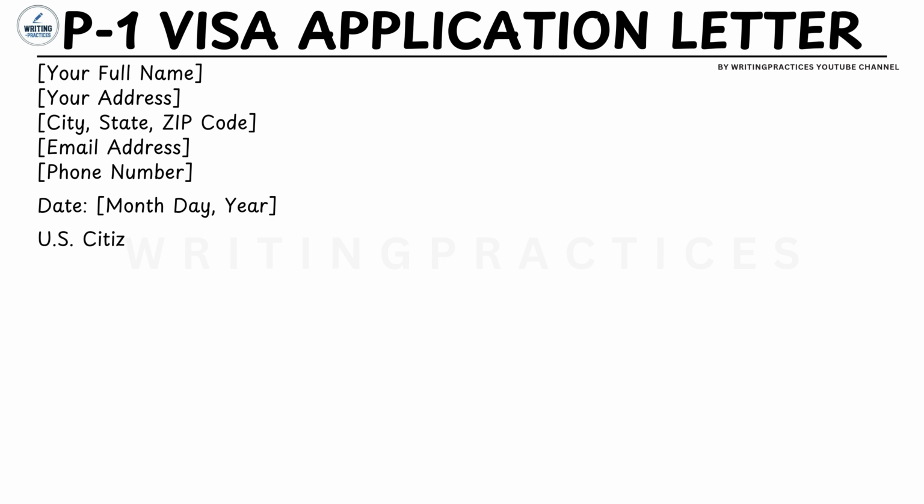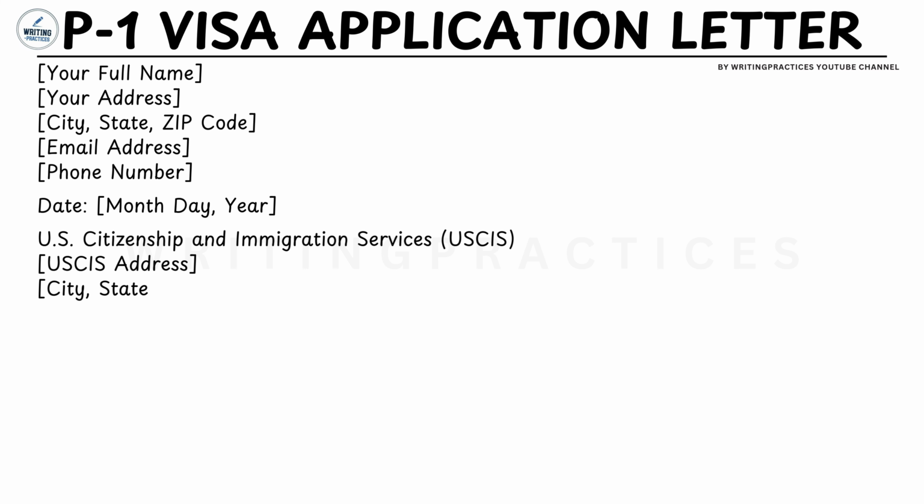USCIS Service Center address. Now address your letter to the correct USCIS Service Center. Use the official USCIS address where your application will be processed. It should be formatted like this: U.S. Citizenship and Immigration Services, or USCIS. USCIS address, city, state, zip code. This ensures that your application reaches the correct department without delays.